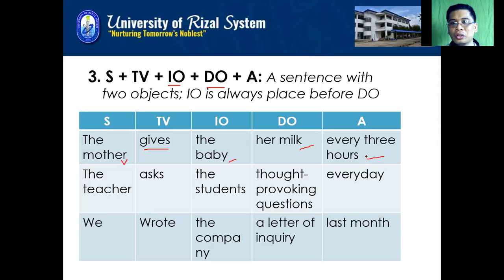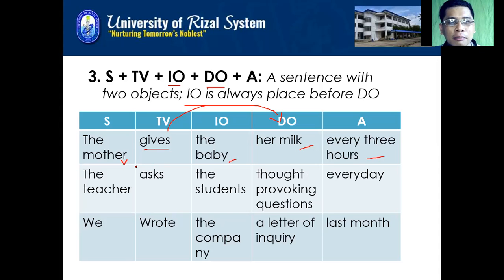So again, in order for you to determine which one is direct object or indirect object, you can formulate a question. The what and the who. What and who. The mother gives what? The mother gives what? Her milk. And that indicates that the word before her milk is the indirect object. But do not settle on that because indirect object is answerable by the question for whom or to whom. Para kanino. For whom and to whom.